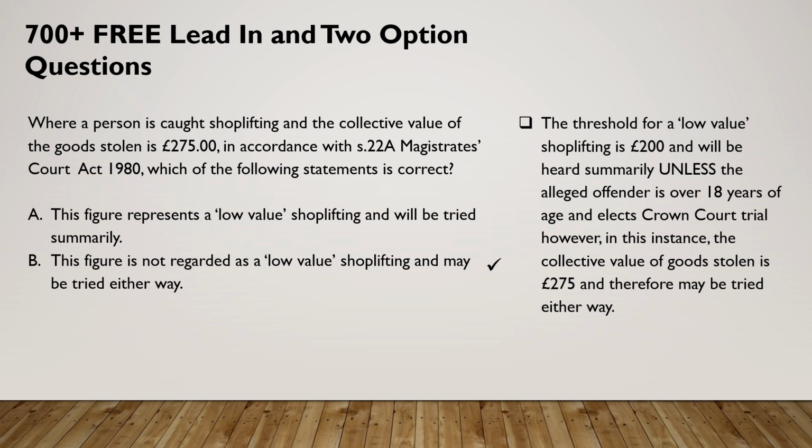The threshold for a low-value shoplifting is £200 and will be heard summarily unless, and this is the key here, you may have a question that looks fairly straightforward, but then they throw in something like that the alleged offender is over 18 years of age and elects Crown Court trial. Well, that's not the case in this instance, and the collective value of goods stolen is £275 and therefore may be tried either way. So every now and again I'll throw in a little bit of extra information that just gets the cogs whirring and tests the depth of knowledge for you when you're studying.